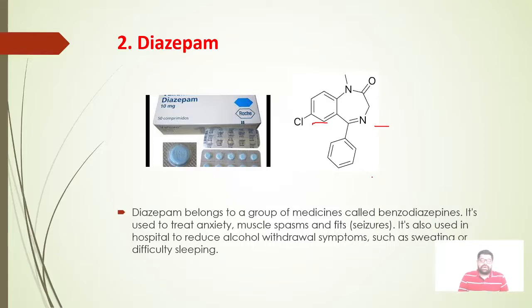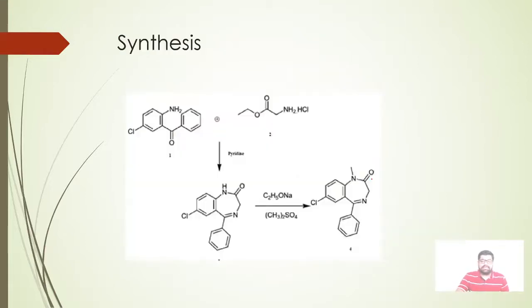So how does this diazepam help us with diseases? It is used for the treatment of anxiety, muscle spasms, fits, and also for reducing alcohol withdrawal symptoms such as sweating and difficulty in sleeping. So this is a very nice drug for many kinds of anxiety related diseases. Now we can see the synthesis. The synthesis is also very simple.